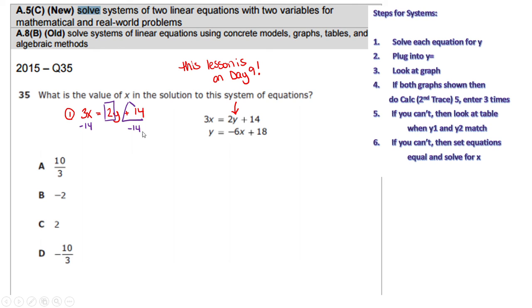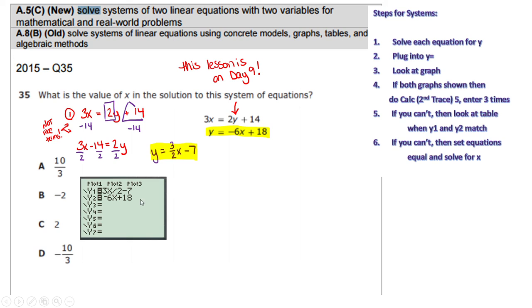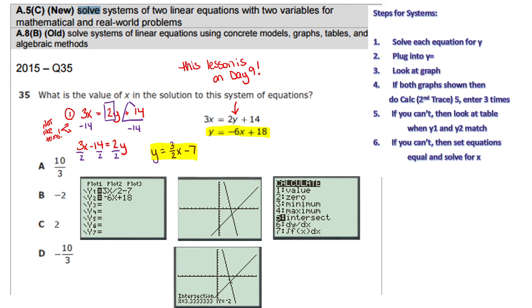So we're going to do minus 14 next. We're going to remember that 3x minus 14 are not like terms, so put them side by side. And then divide both of them by 2. Once we divide both by 2, we have 3/2 x, or 1.5x, minus 7. We're going to put them both into our y equals key like this. We're going to graph it. And again, I talk more about this on day 9, how to solve systems, but our answer would be A, because that is the x value.